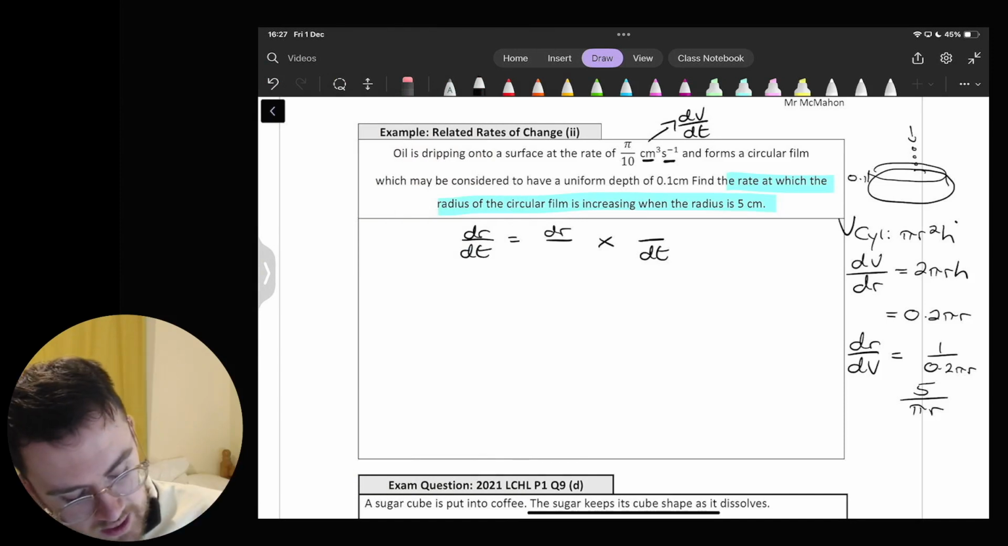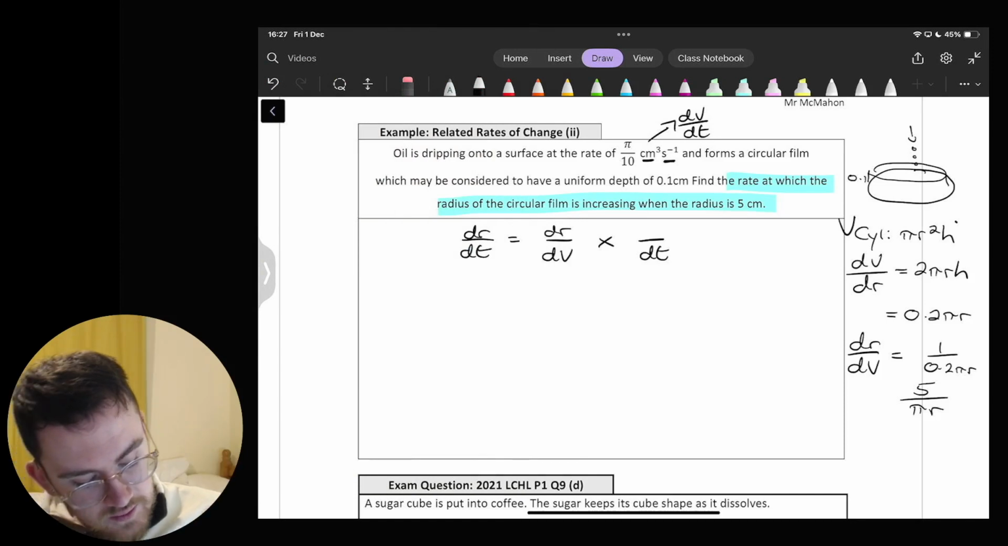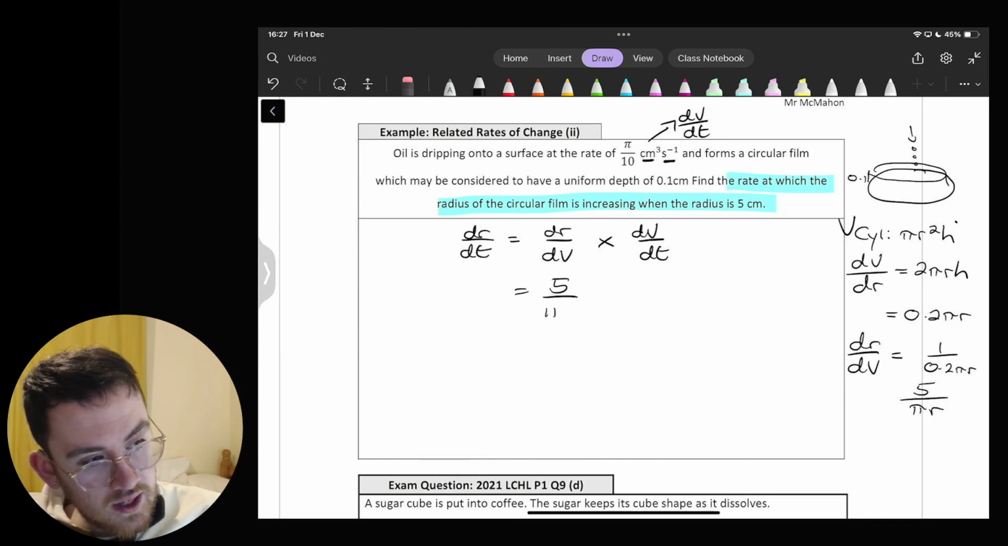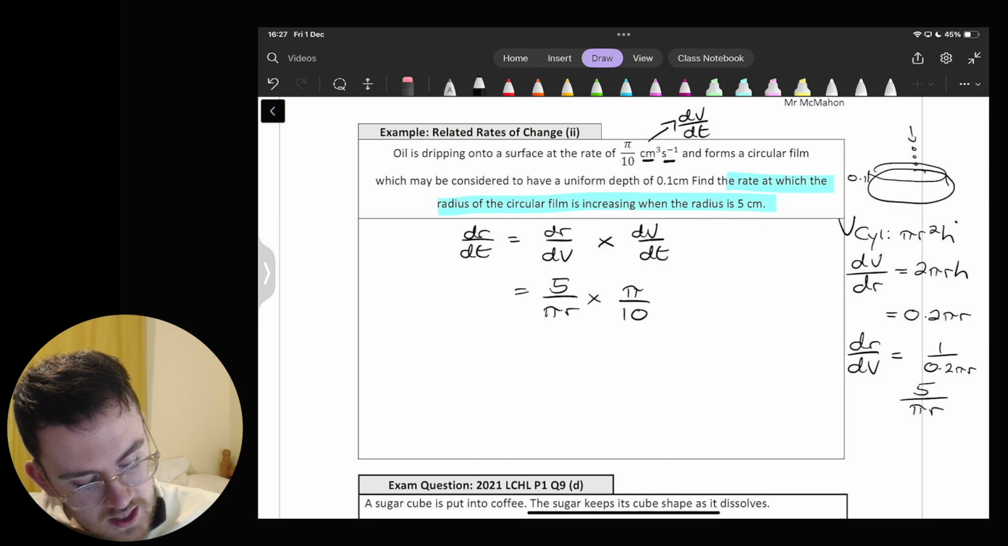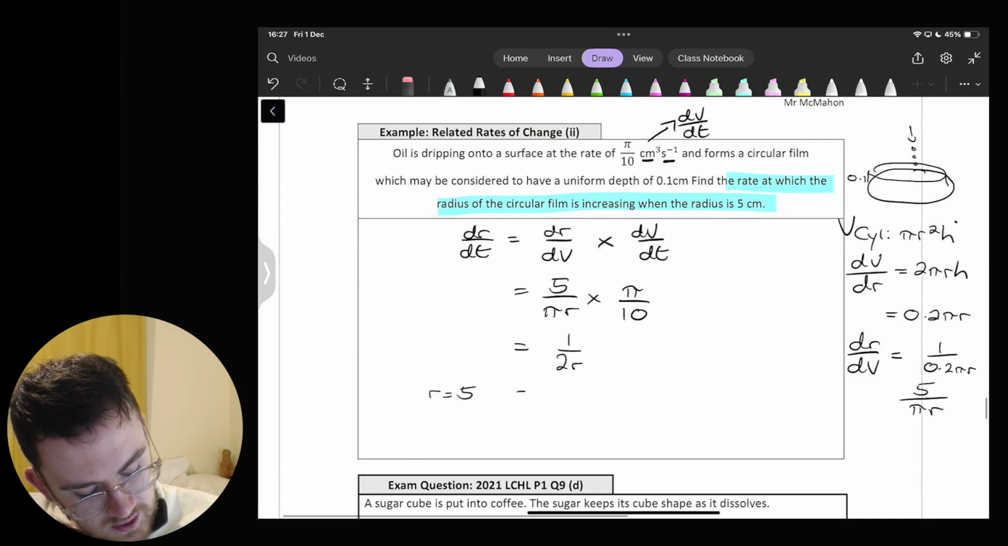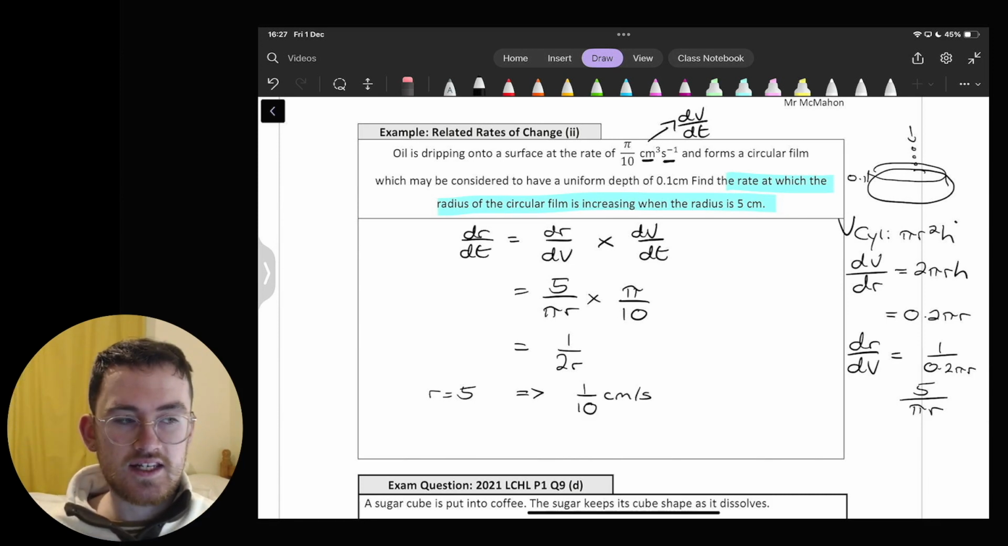Okay, so I now have dr/dV, and I have dV/dt, so 5 over pi r multiplied by pi over 10 is going to give me a value of 1 over 2r, and I want to know when r is 5, so that's 1 over 10 centimeters per second.